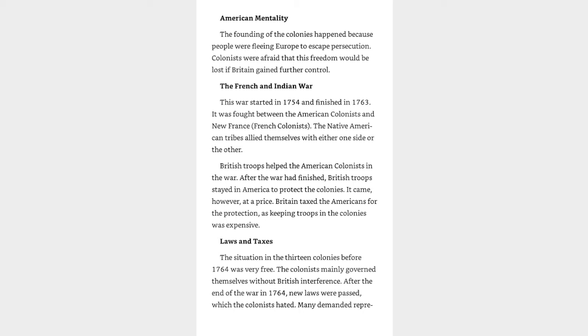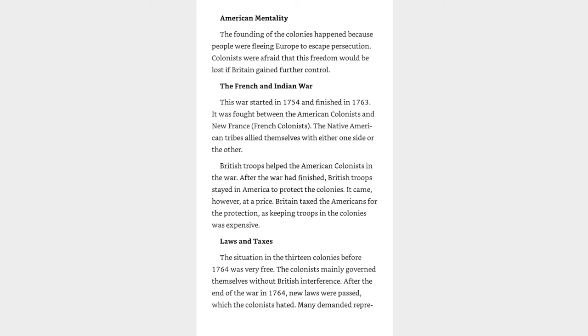Here are some paragraphs. Let's start with American mentality. The founding of the colonies happened because people were fleeing Europe to escape persecution. Colonists were afraid that this freedom would be lost if Britain gained further control.